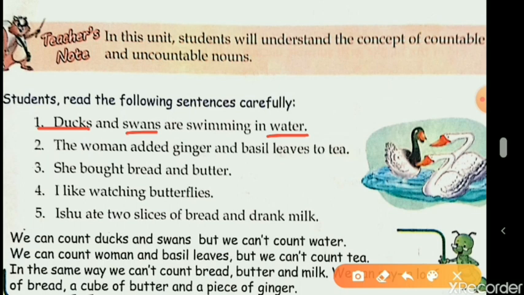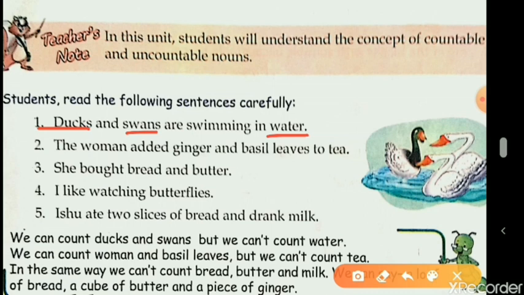Now, what are nouns? Nouns are naming words. All the persons, places, animals, birds, things which have got a name are nouns. So can you all count ducks? Can you all count swans? Yes, we can count ducks and swans. So ducks and swans, countable nouns. Can you count water? No, we cannot count any liquid. Water is also a liquid form. So water is what? Uncountable. So there are three nouns in the sentence in which ducks and swans can be counted, so countable nouns, whereas water cannot be counted, so uncountable noun. Is that clear? Countable nouns can be counted, uncountable nouns cannot be counted.